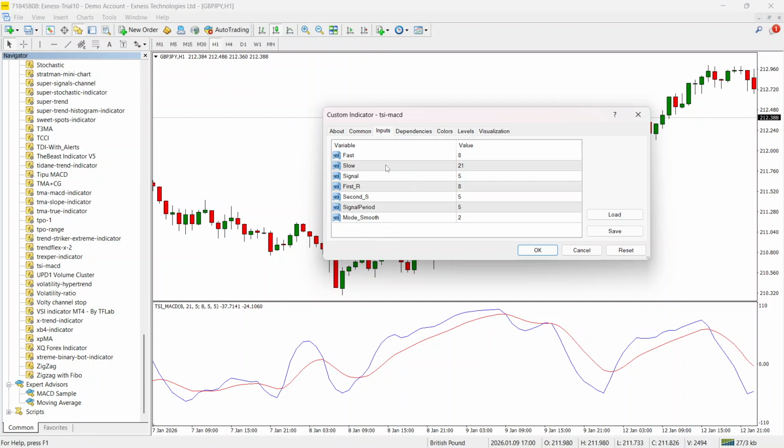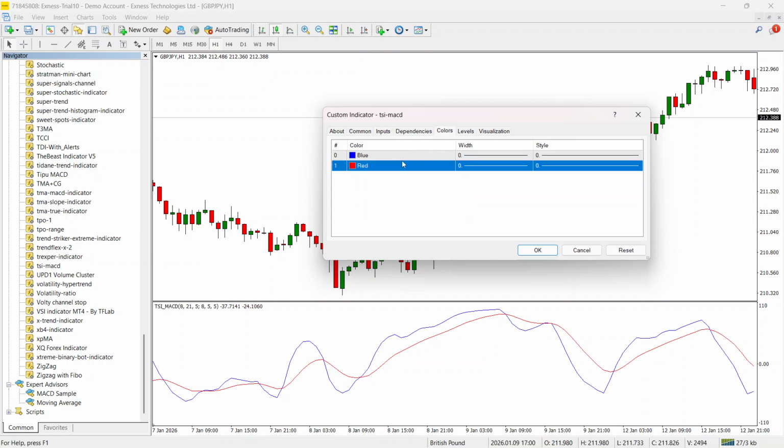Now, this input tab lets us adjust default parameters, and you can adjust them to suit your trading style or strategy. You can also adjust the color of the signal and blue line.